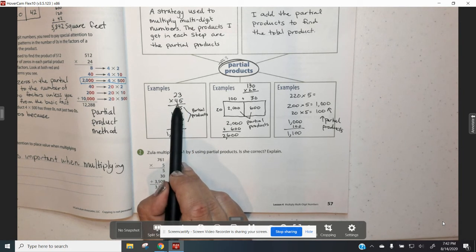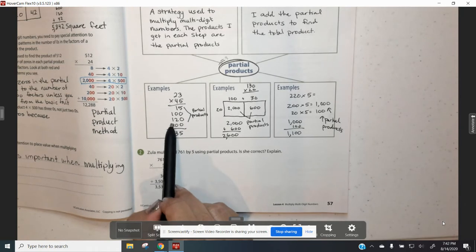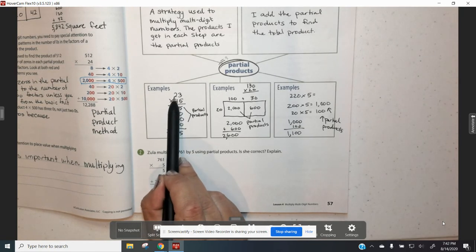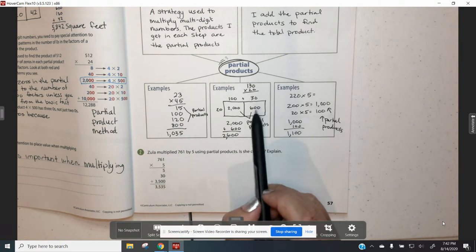Then we move over to this 4, but it's not 4 times 3, it's 40 times 3 because this 4 is in the tens place. So 40 times 3 is 120, and 40 times 20 is 800. Then we add them all together to get our final product.